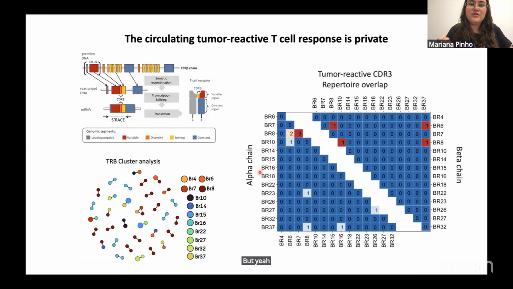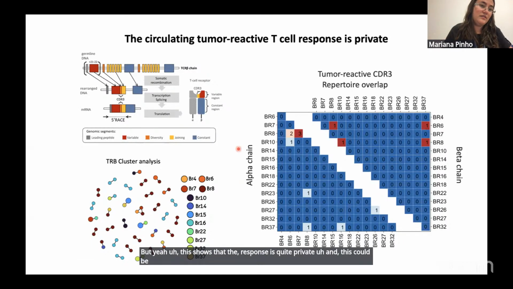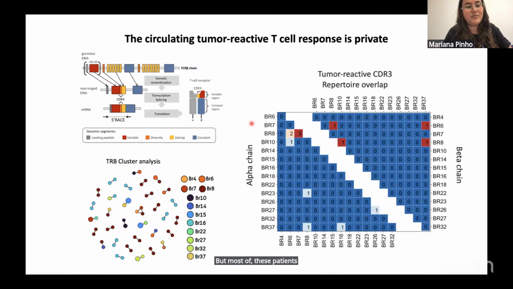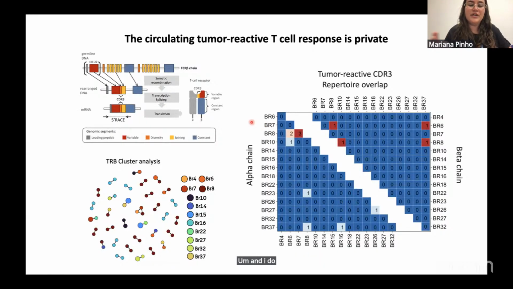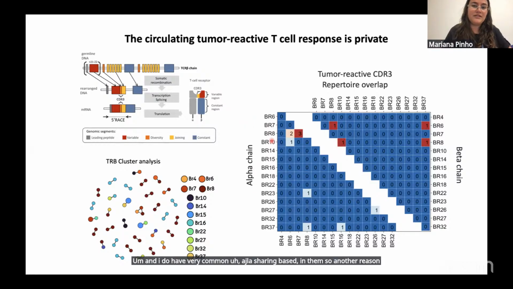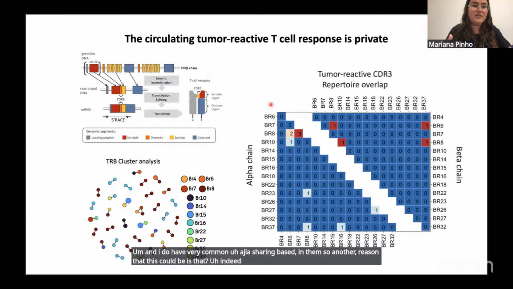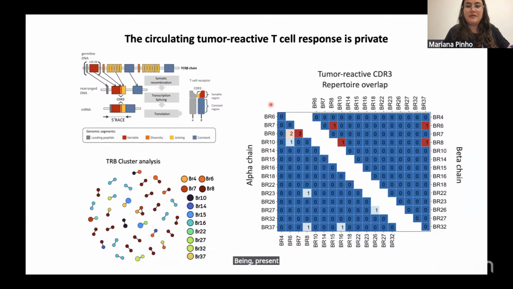But yeah, this shows that the response is quite private, and this could be due to differences in HLA typing. But most of these patients come from European origin. So half of the patients are HLA-2, and they do have very common HLA sharing between them. So another reason could be that we do have different antigens being presented by different patients, and that's why we don't have this shared response.